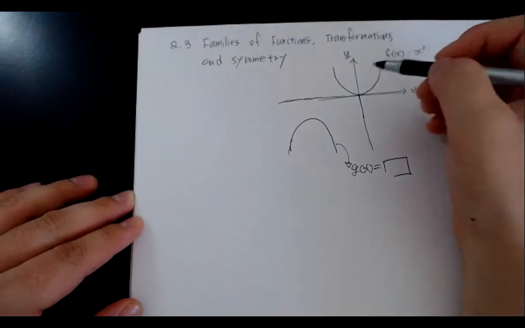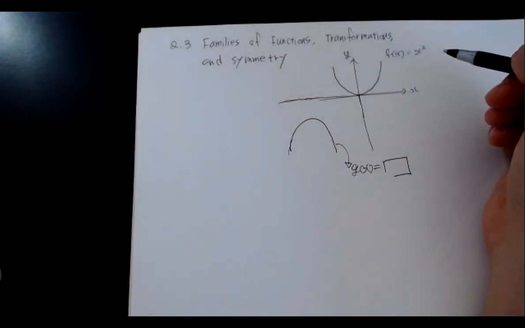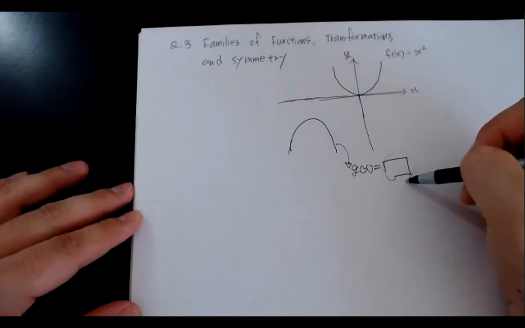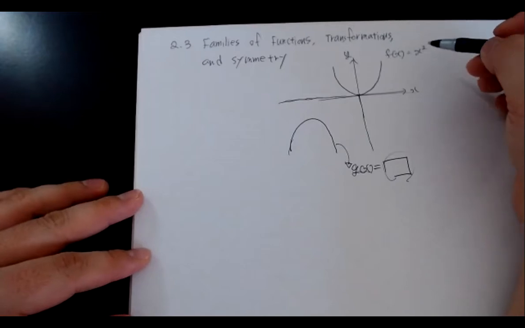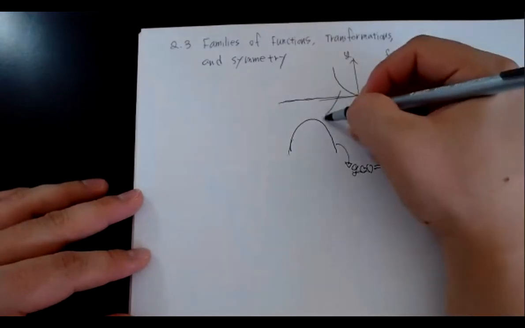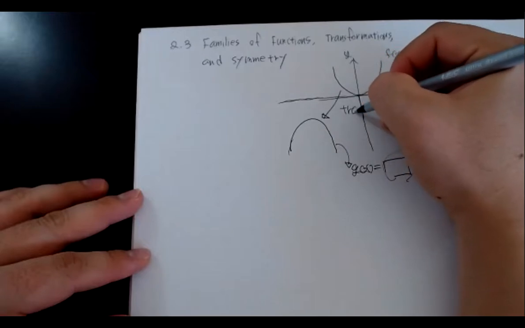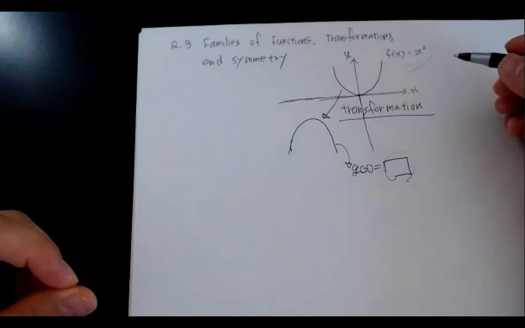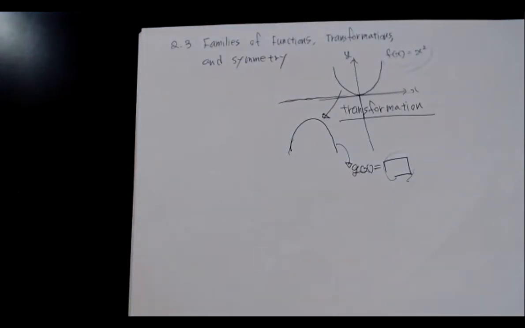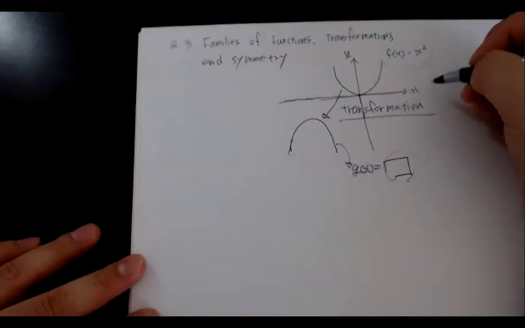Actually, we can figure out the equation of g of x by transforming, actually shifting, this function to here. That's called transformation. Transformation consists of three parts. Shifting upward, downward, I mean the vertical translation, horizontal translation, and then stretching, shrinking, and then reflecting. So these three parts.